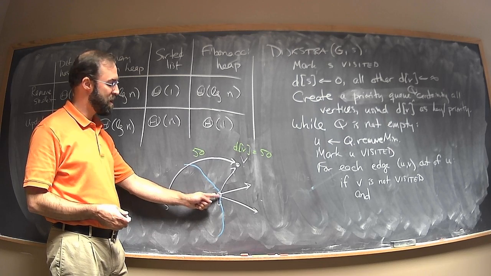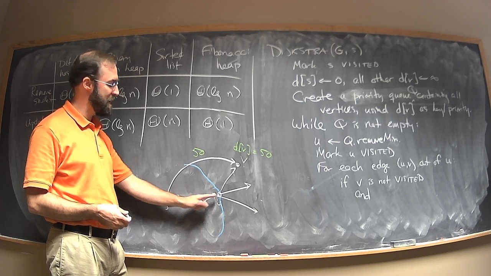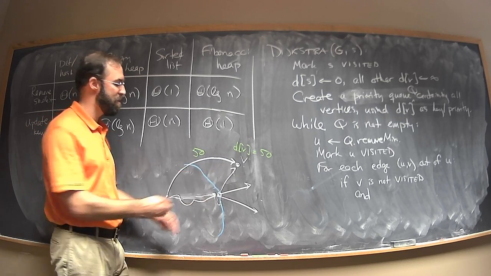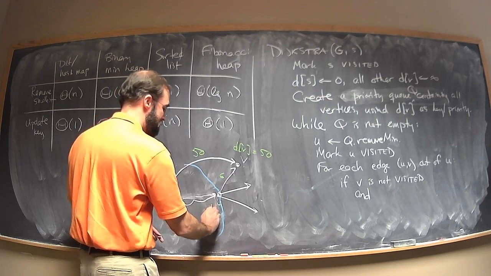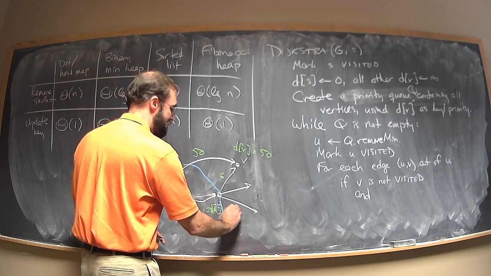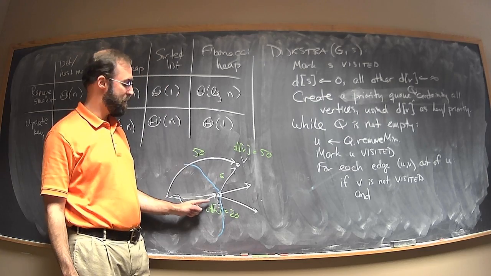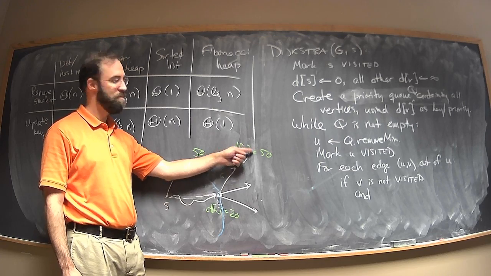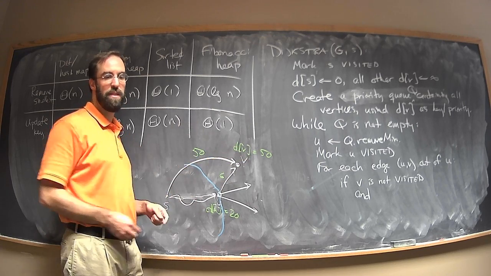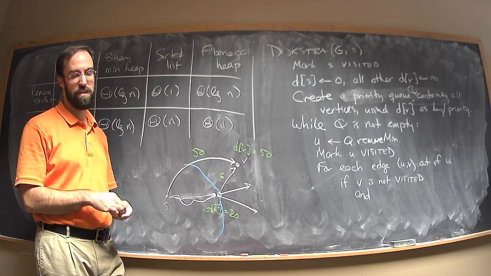But now that we're here, we might say, oh, actually, since I can get here in 20, and this is like length 6 or something, we'll say D of U is 20. Now I'm going to say, oh, look, it looks like I can get to V in 26 now. That's better than 50, so I want to update that and turn it into 26.